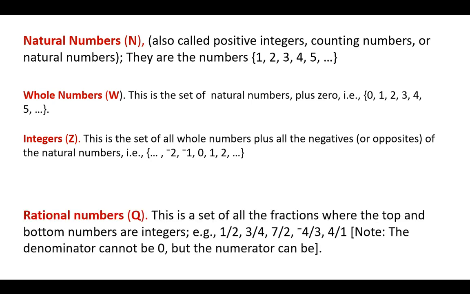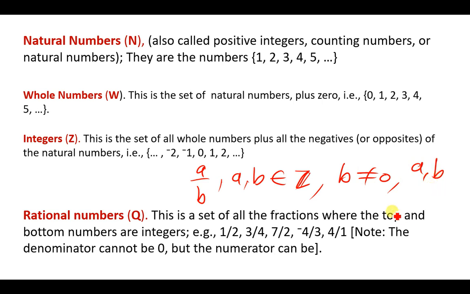So we look at rational numbers. Rational numbers are simply numbers that can be expressed in the form a over b, where a and b should be members of integers, and b should never be equal to 0. Then a and b should be co-prime factors, meaning this fraction is in its lowest terms. That's what it means. So rational numbers are simply numbers that can be expressed in the form a over b.